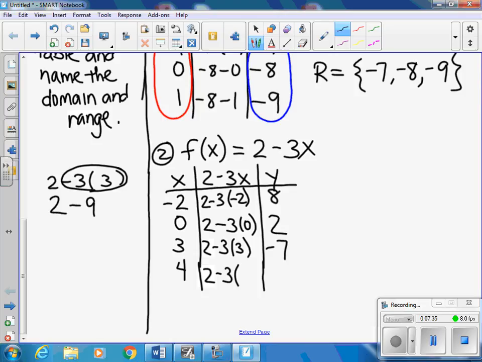Then we'll do the same thing with 4. 2 minus 3 times 4. Once again, put the 4 right there. Do the multiplication first. -3 times 4 is -12. Put the 2 down. 2 minus 12 is going to give you -10. So that's what your completed table should look like.